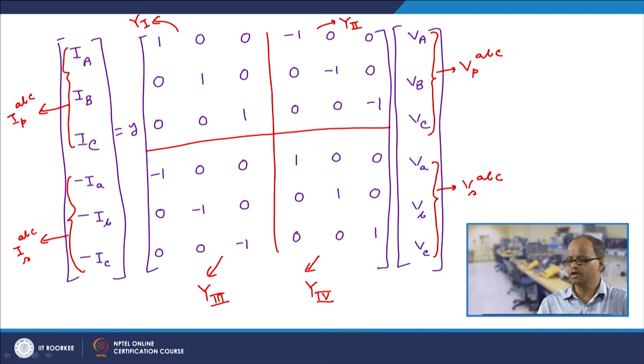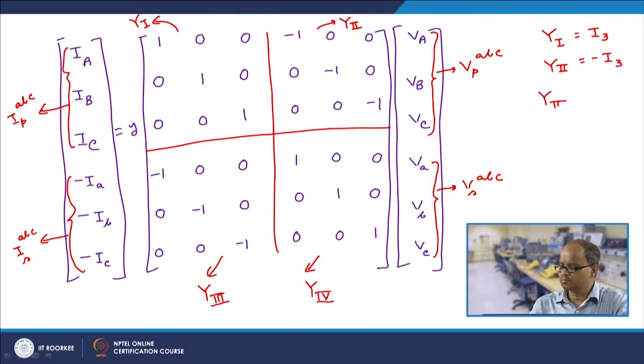So we can see that Y1 is equal to I3, Y2 is minus I3, Y3 is also minus I3, and Y4 is I3. Now, what is I3? I3 is the 3 cross 3 identity matrix.